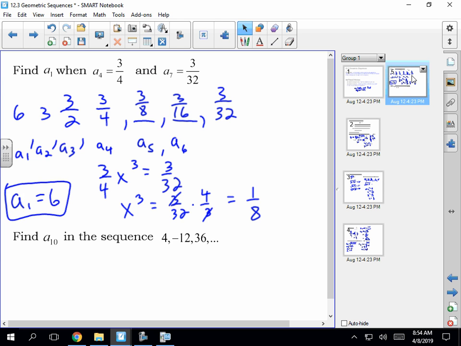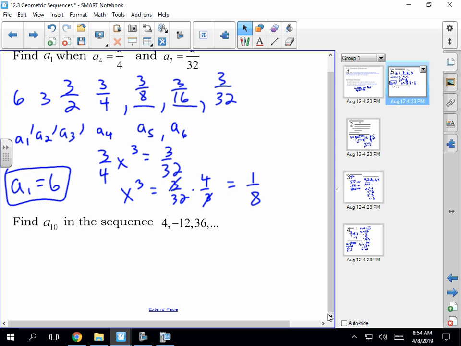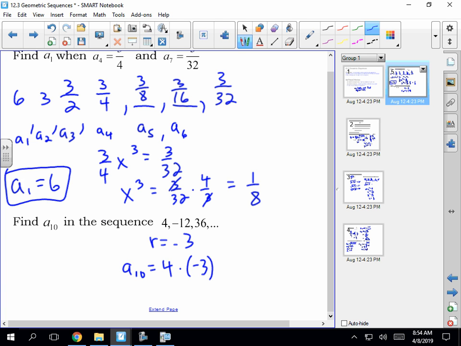All right, and that last one on there, find a sub 10 in the sequence. This one, the only difference here is that you have an r that's a negative. See how it switches signs here? So the r is -3 in this case. So a sub 10 equals 4 times -3 to the 10 minus 1 power. Because it's an odd power, it will be a negative number.